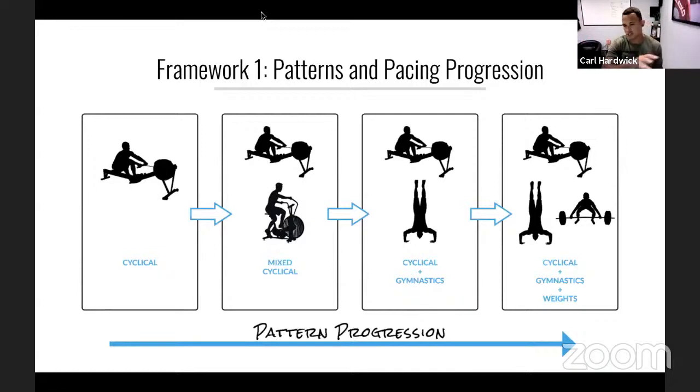So pattern progression has to occur at the bottom before you can check that box and be like, okay, yeah, I can put the air squat in that cyclical plus gymnastics piece. If you're not putting an air squat in a cyclical plus gymnastics piece, are you putting a front squat in a cyclical plus gymnastics plus weight piece? No. It's a lot to wrap your head around, and it seems fairly complex, but it's not. Once someone gets here in pattern progression, boom, put that inside of their metabolic conditioning piece or their aerobic piece.